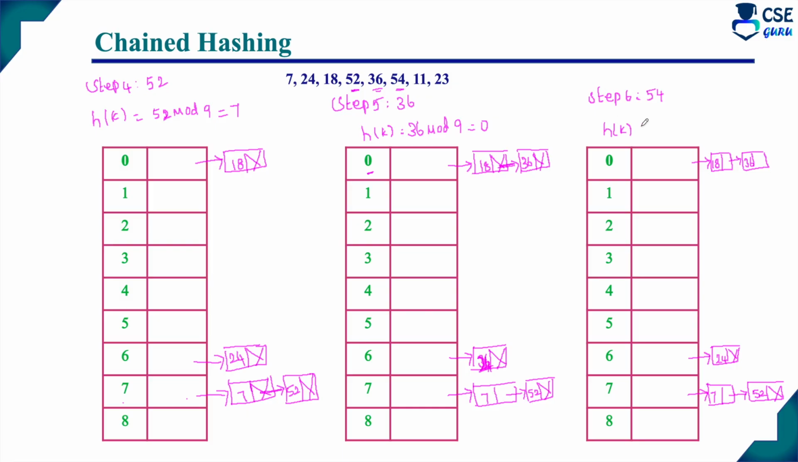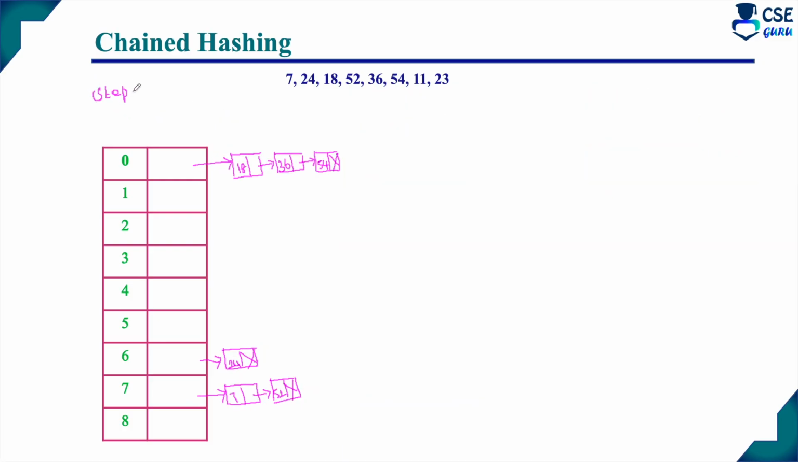Next, step 6. Consider the next element 54. H of k, the hash function, is equal to 54 mod 9. So here also you will get 0. Again, in the same 0th memory location, one more element hashes. But no problem. We can create a linked list and place that element here. 54 also we have placed in the 0th memory location. Now 3 elements occupied in the 0th memory location, right? And 2 elements occupied in the 7th memory location.